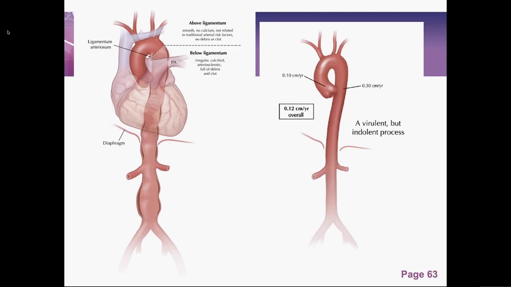The disease process in the proximal aorta prior to the origin of the left subclavian artery varies slightly from the disease pattern in the distal part of the aorta, which includes the thoracic and abdominal aorta. And the aneurysms of these two different parts of the aorta have different rates of growth, with the proximal part having a growth rate of around 0.1 centimeter per year, as opposed to the distal part, which has a growth rate of 0.3 centimeter per year.